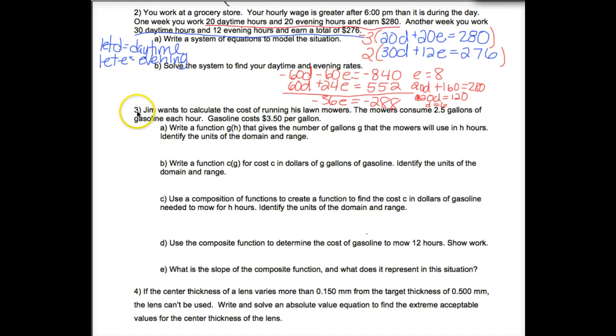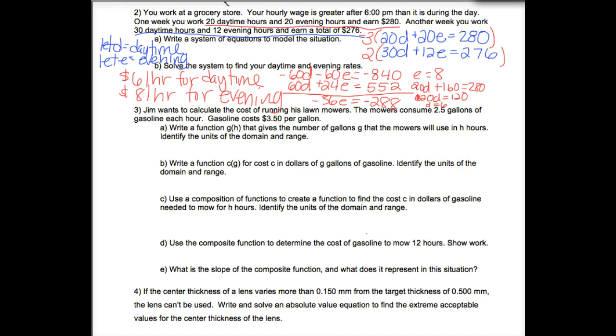Now, it said to find your daytime and evening rates. In word problems, remember you need to write that out. So the rate is $6 per hour for the daytime, because that's what D was. And E is 8, so $8 per hour for evening.